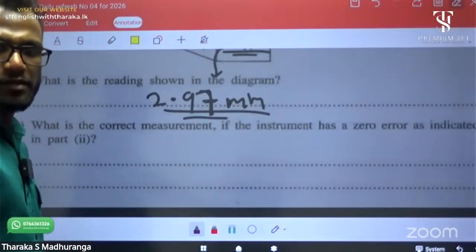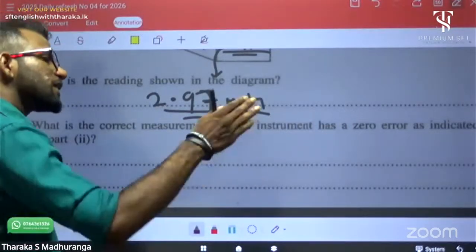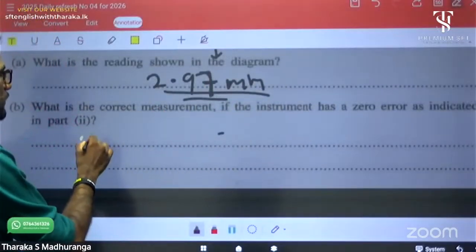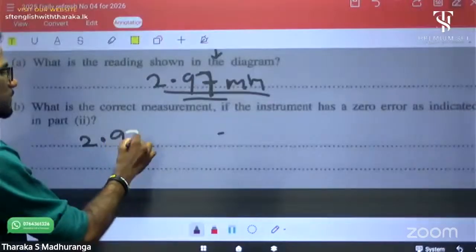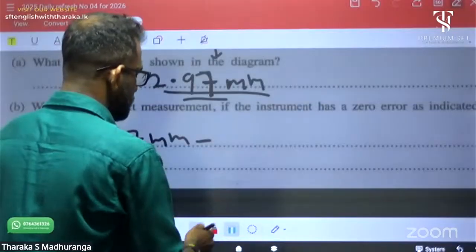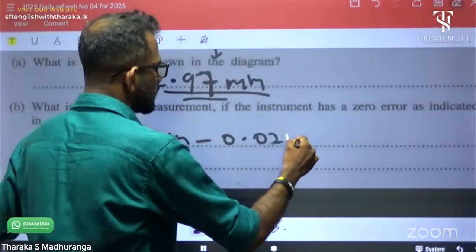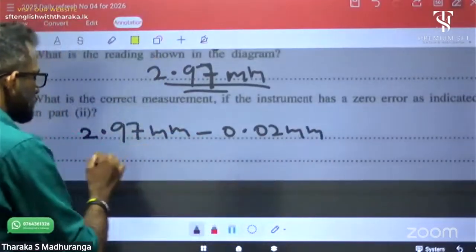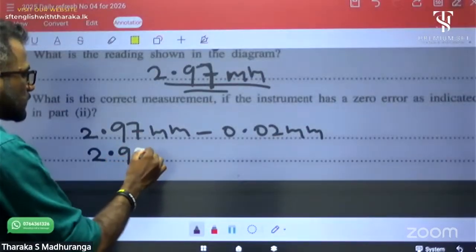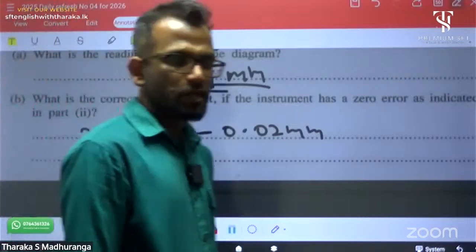Very good. Subtract. Good job. If it is positive zero error, then to get the accurate measurement, we have to subtract. 2.97 millimeter minus 0.02 millimeter gives 2.95 millimeter.